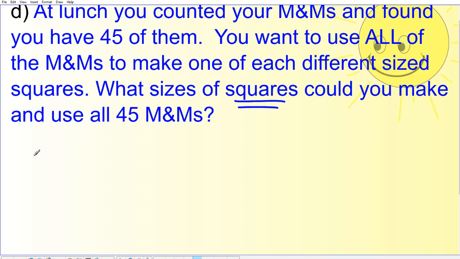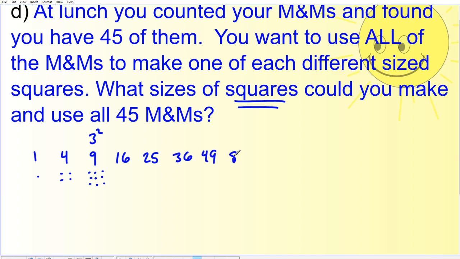So 1 times 1 was 1. 2 times 2 is 4. 3 times 3 is 9. I can make a square using 9. There's the same number on each side. 1 times 1, 2 times 2, 3 squared. 4 squared is 16. 5 squared is 25. 6 squared is 36. 7 squared is 49.